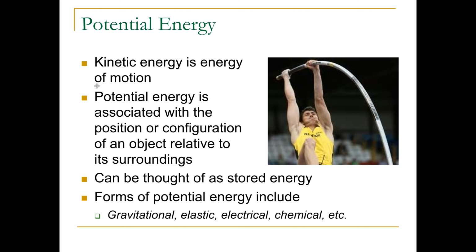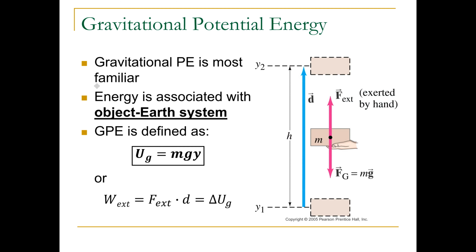So potential energy is an energy associated with the position or configuration of an object and its surroundings or other objects in the system. It can be thought of as a stored energy. There's several different forms of potential energy. Probably the most common one is gravitational potential energy. Another one we will see this unit is elastic potential energy. There's also electrical, which we'll see next semester, chemical, which we won't deal with, and some others as well.